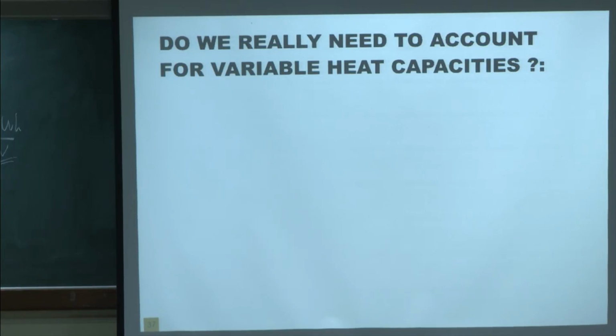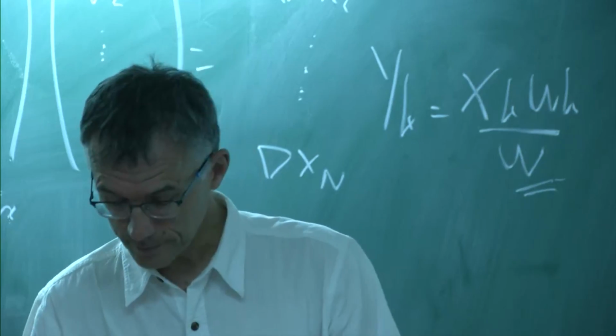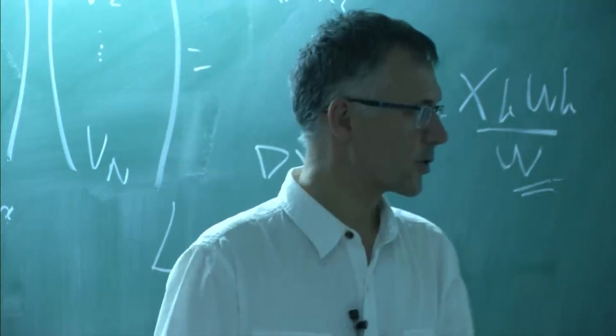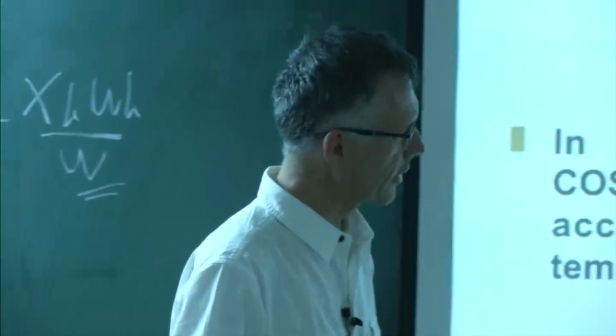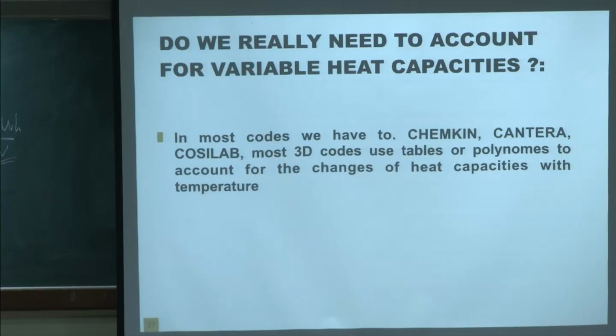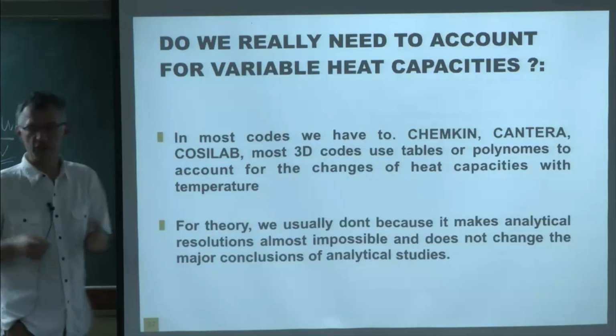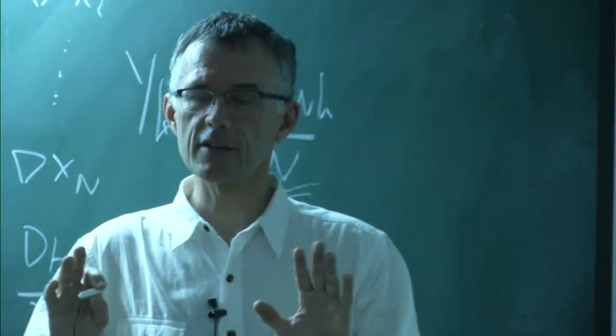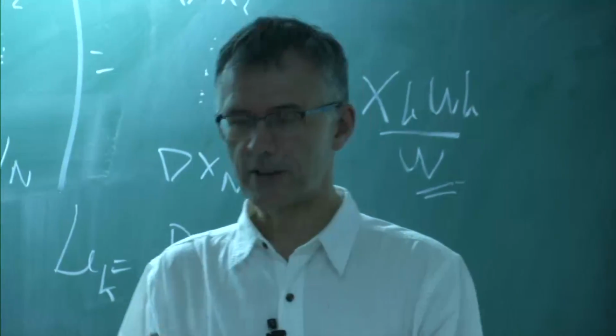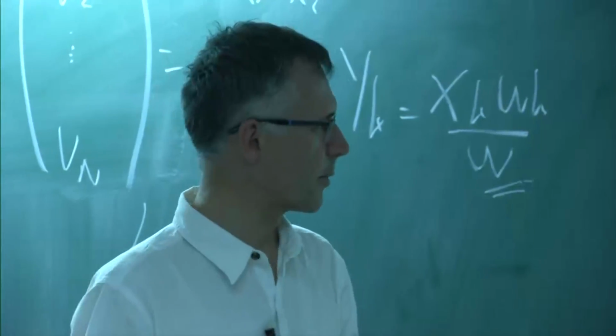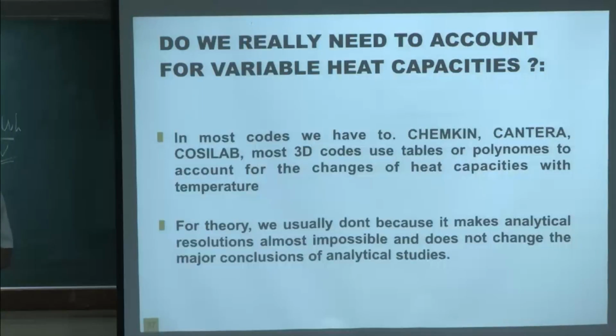Now, an interesting question, especially when you write a code, is to say, do we really have to care about that? Can we just not say that Cp equals constant? What are we going to lose? Well, in most codes, you cannot do that. If you want a real temperature, you cannot do that. You have to account for Cp variations. But in theory, when you're writing theoretical formulation, usually you don't. You just say Cp equals constant. It's already complicated enough. You will see in 5 minutes how complicated it can be, so you don't need to account for variable Cp when you do analytical derivations.